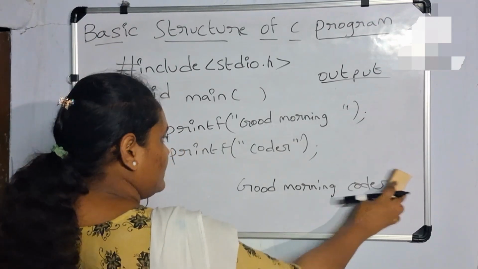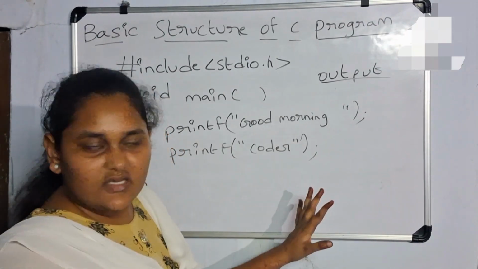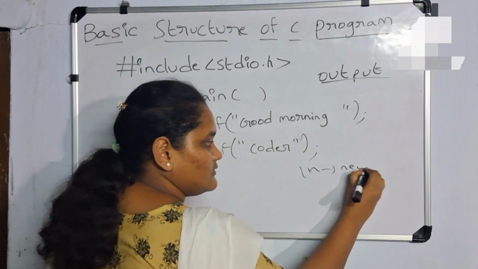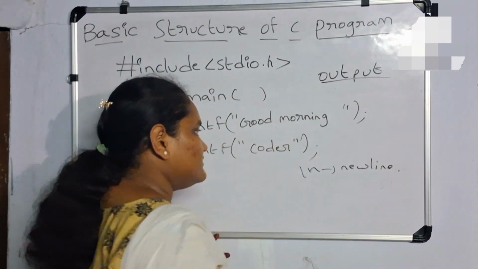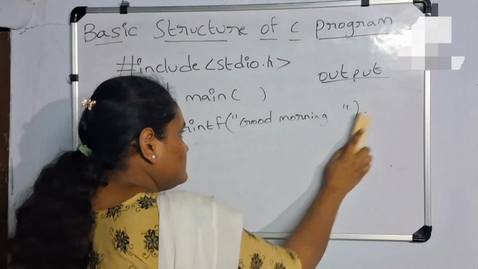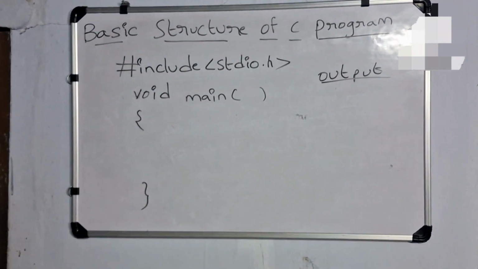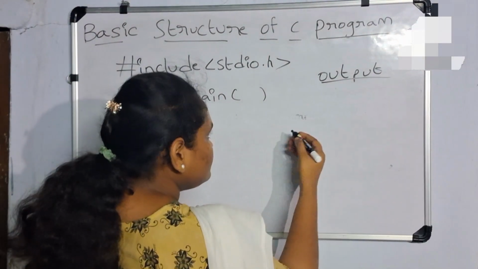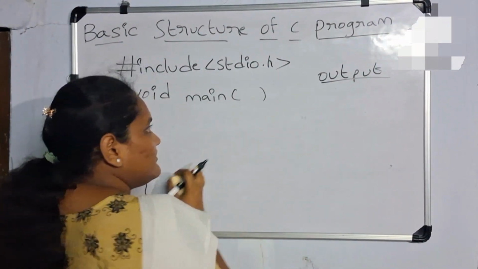Side by side you will get. If you want to have a new line, just use \n in C language, new line. And now I want my output something like this.